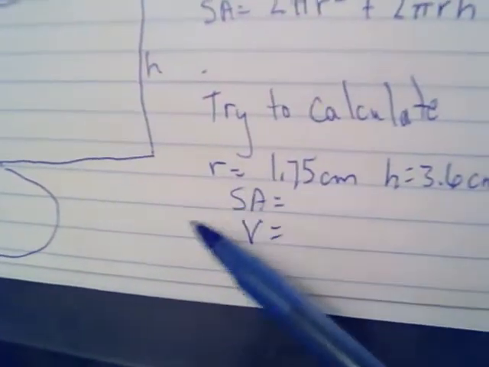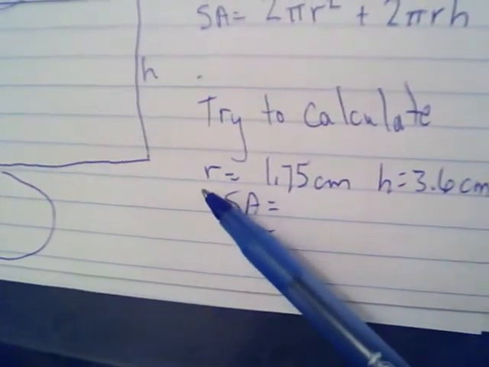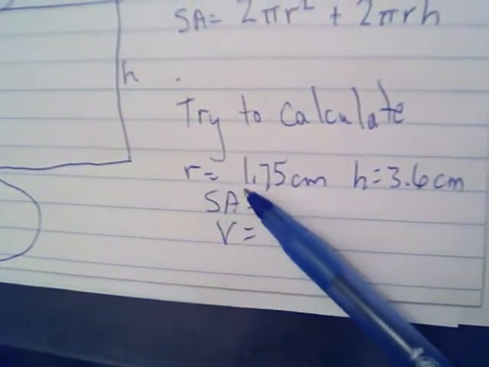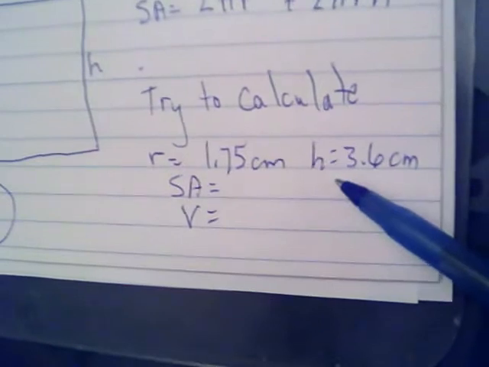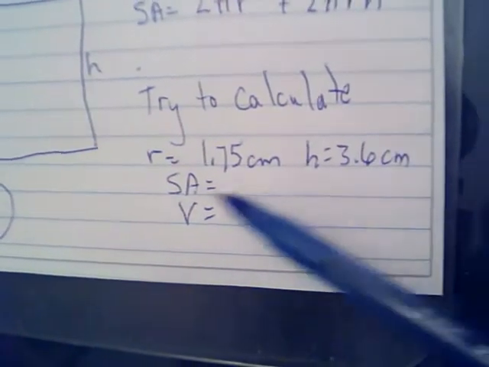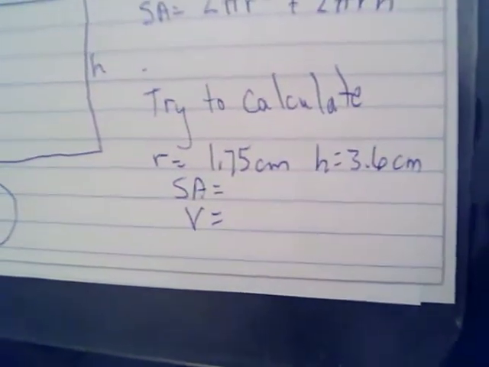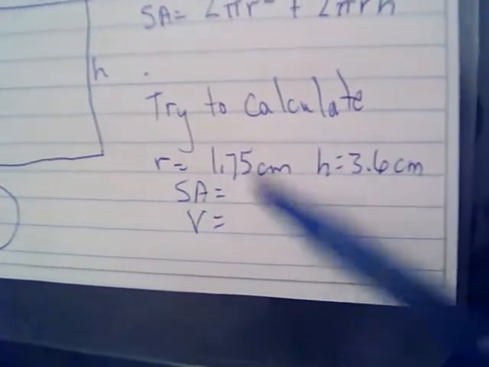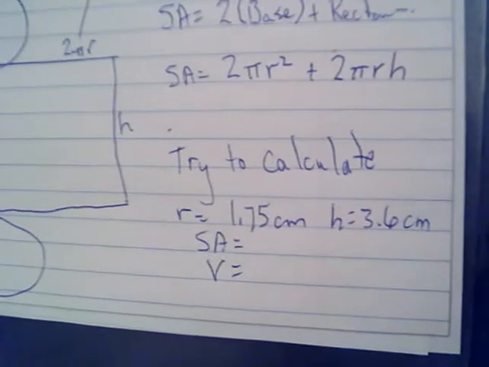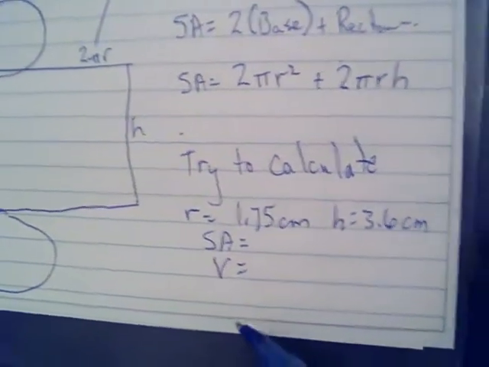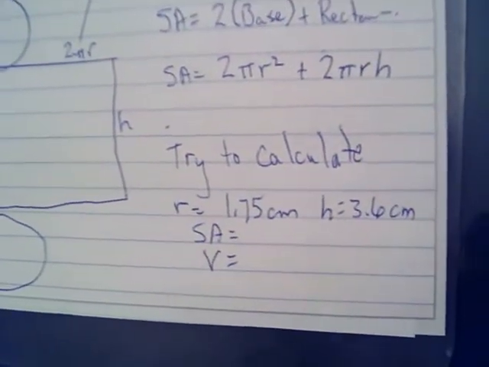I'm going to give you a couple dimensions that you can work with. Okay, imagine you have a cylinder that has a radius of 1.75 centimeters and a height of 3.6 centimeters. What is the surface area and what is the volume? You have everything you need to calculate it right there. It's kind of nice. It's not like a rectangle. It's not like a triangle with all kinds of little dimensions. You just have two numbers you have to work with. And you just plug them right in.